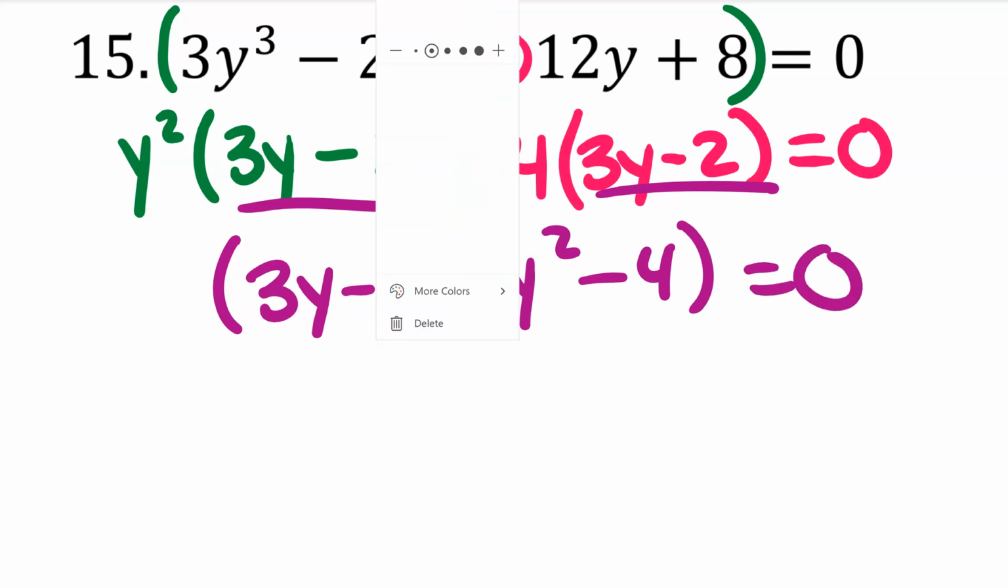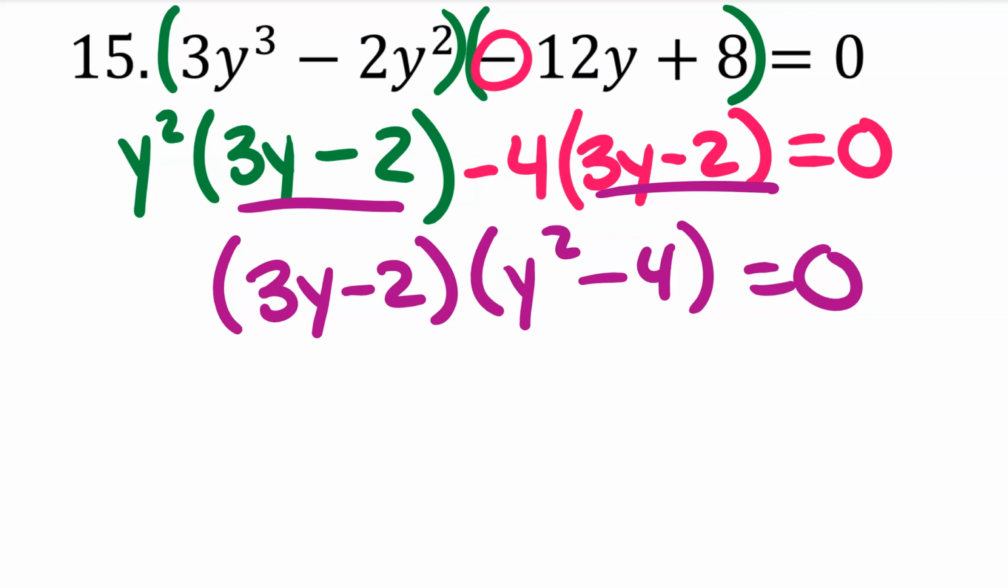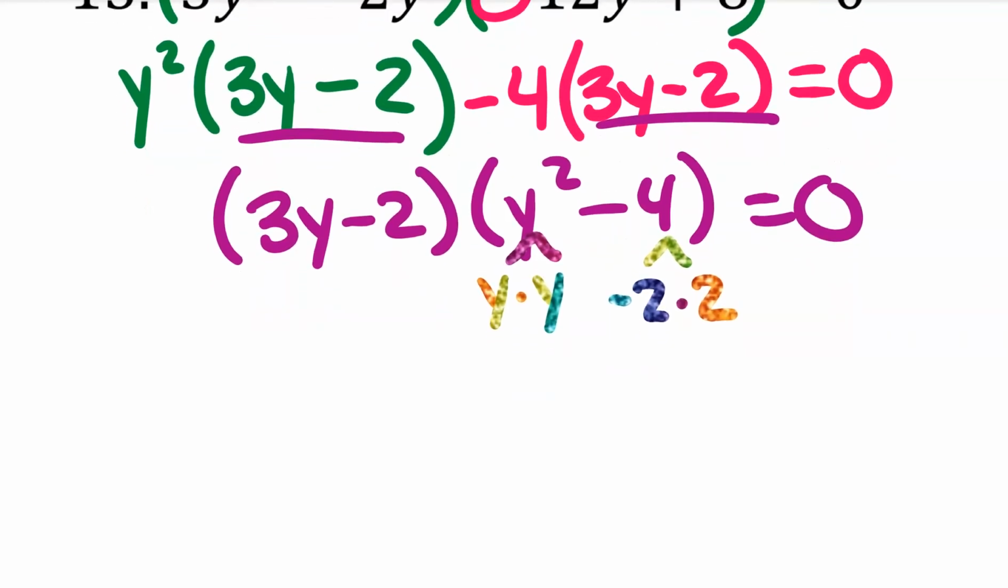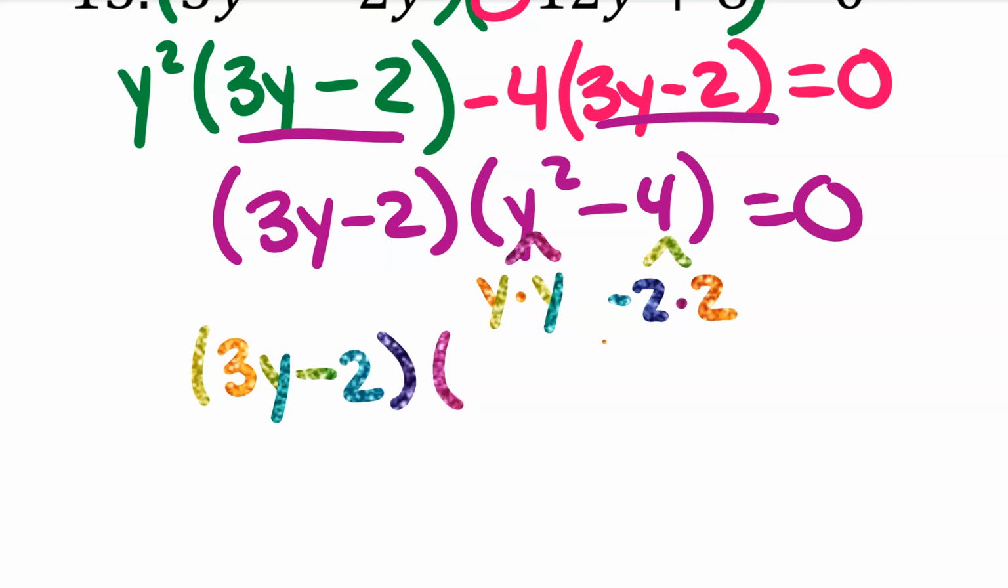Okay. Now this y squared minus 4 is why I'm like, oh, this is a spicy one, because you've got to keep going. Y squared, y times y. Negative 4 is negative 2 times 2. I had to break out the rainbow pen for it because it's so awesome. So I'm going to have 3 different parentheses right here. So I'm going to have 3y minus 2 times each one. Remember, each parenthesis gets a y. Each one gets a 2.